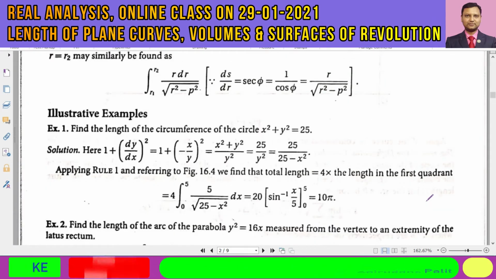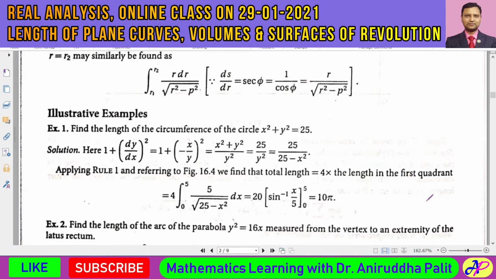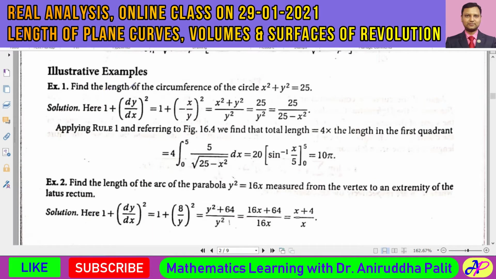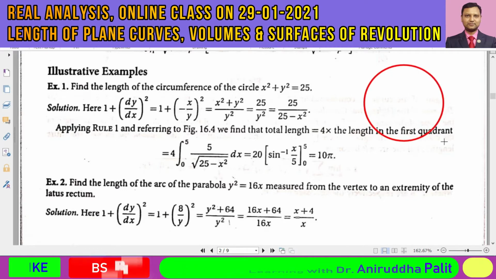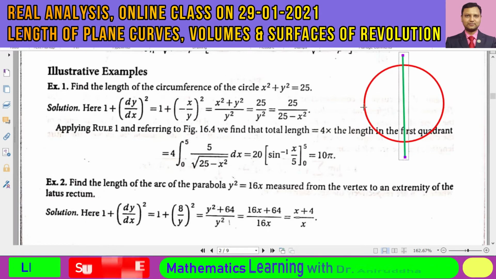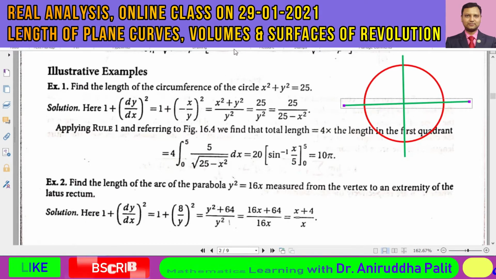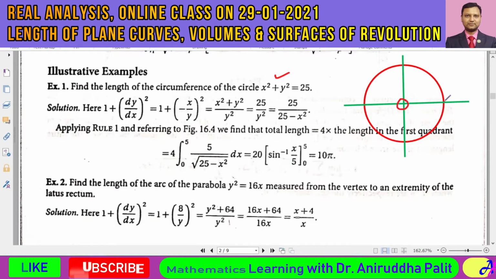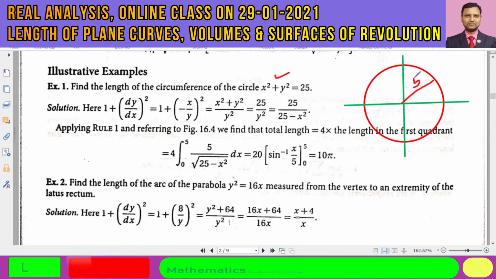And mostly you will get very short questions, not very large ones, maybe of 2 or 3 marks from this chapter. You see over here, you can find the length of the circumference of the circle. We may have this kind of circle. Suppose this is the y-axis, and this is the x-axis. This x square plus y square is equal to 25. This is the equation of a circle with center situated at the origin. And what is the radius? The radius is equal to 5 unit.